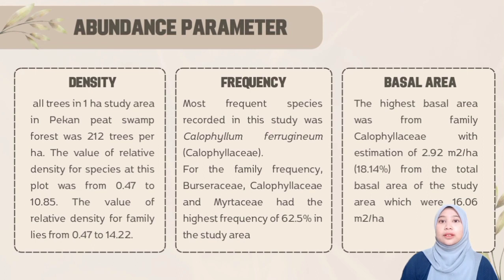For abundance parameter, the density of all trees was 212 trees per hectare. The RD value of the species was from 0.47 to 10.85. The RD value for family lies from 0.47 to 14.22. Most frequent species was Calophyllum pharyngium. Burseraceae, Calophyllaceae, and Myrtaceae family had the highest frequency, which is 62.5%. Lastly, Calophyllaceae family had highest basal area with 2.62 meters squared per hectare that comprised 18.14% from 16.06 meters squared per hectare of the total basal area.